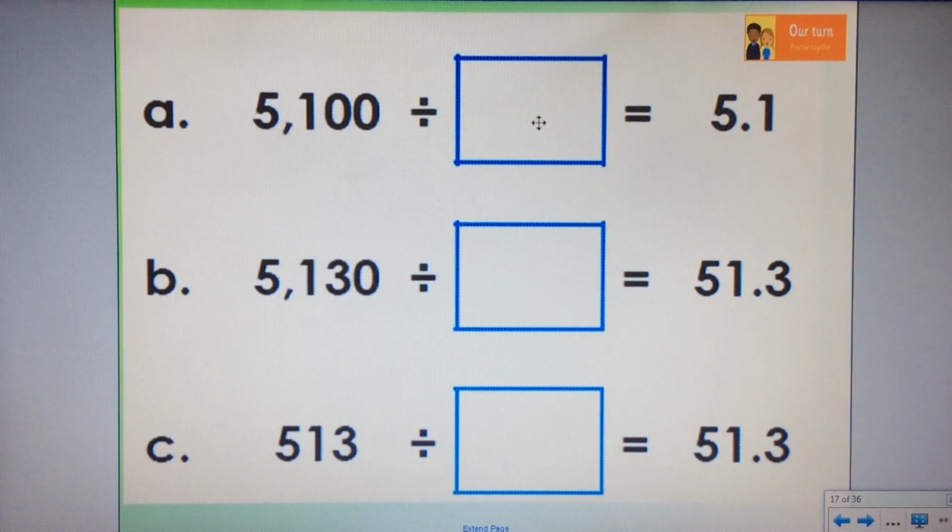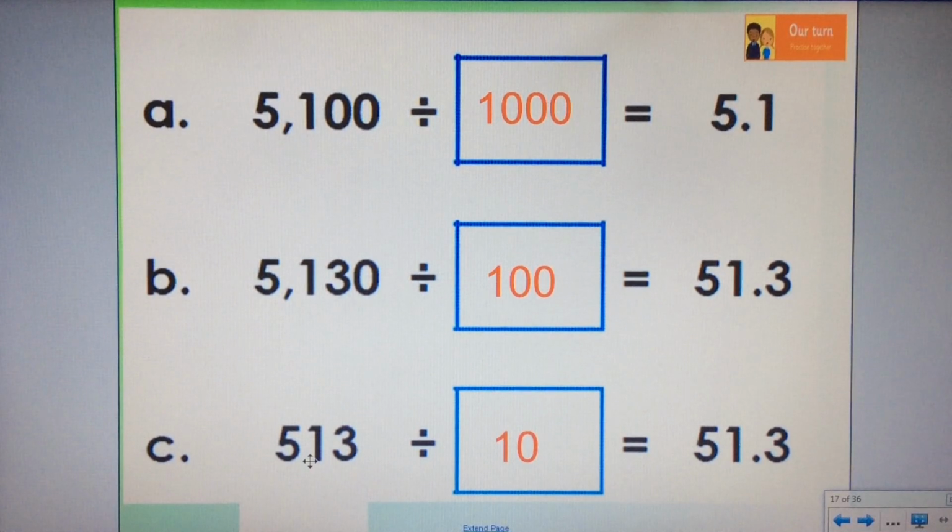Welcome back. Okay, so we should have divided the first one by 1000. We've moved everything 3 places. This one was divided by 100. Everything's moved 2 places. And this one was divided by 10. Everything's moved 1 place. Well done if you got all of those right.